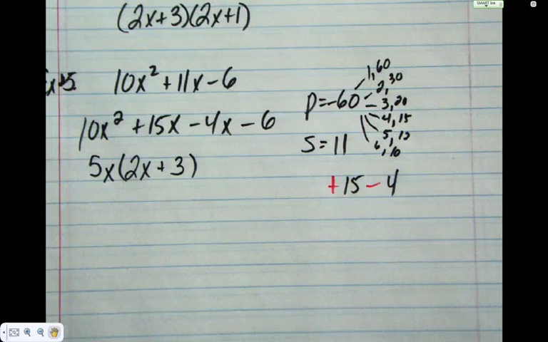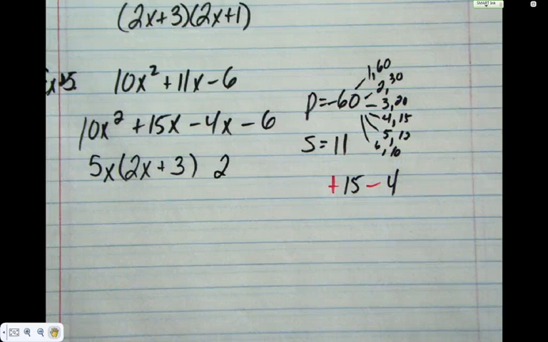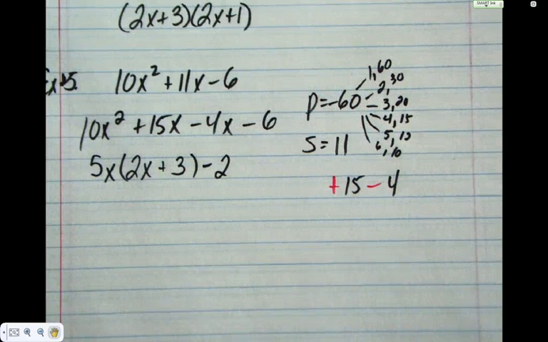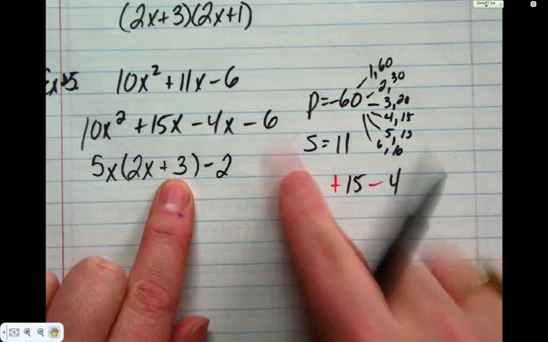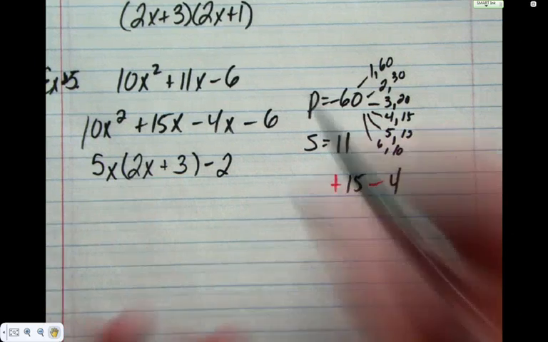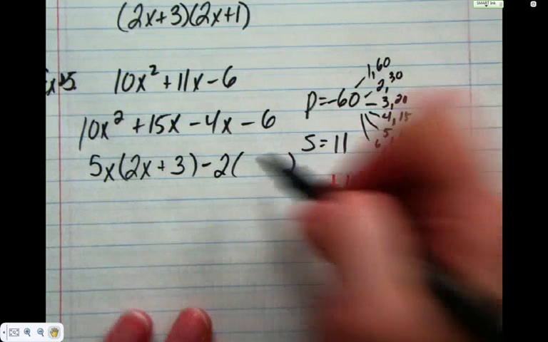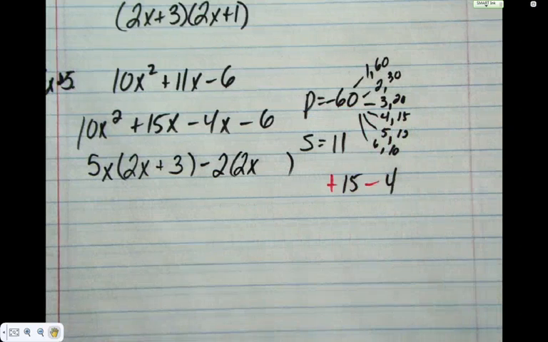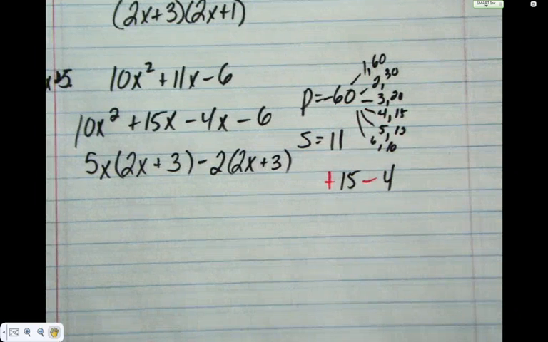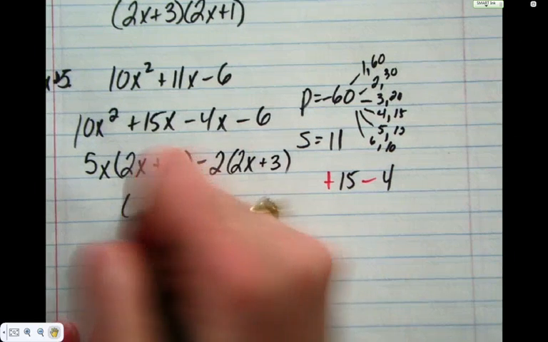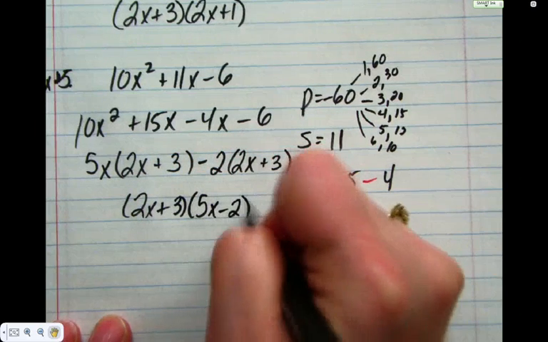What's common between negative 4x and negative 6? And do we want to take out a positive 2 or a minus 2? How do we know minus 2? Because we know the number here has to be 3. And the only way to turn a negative 6 into 3 is to divide by a negative 2. Negative 4x divided by negative 2. Negative 6 divided by negative 2. Answer, 2x plus 3 times 5x minus 2.